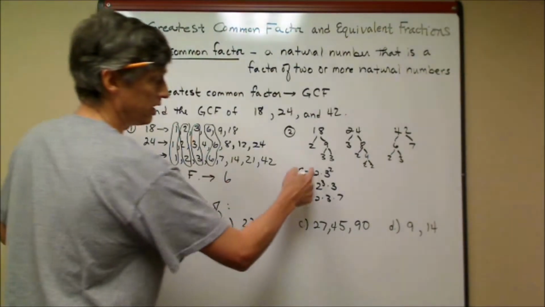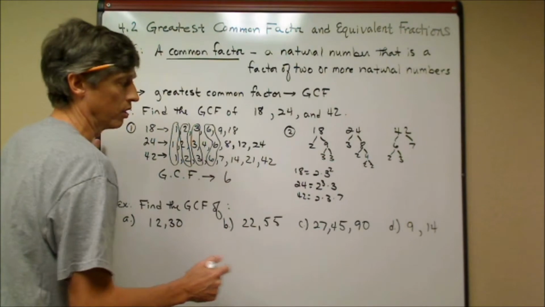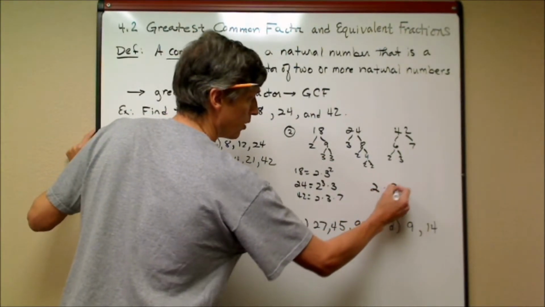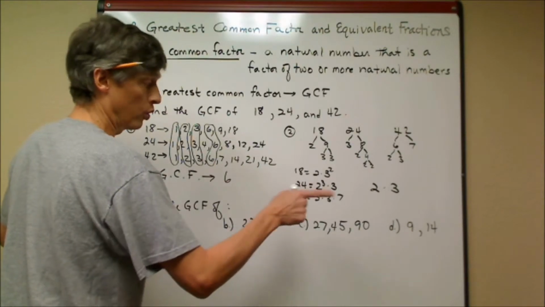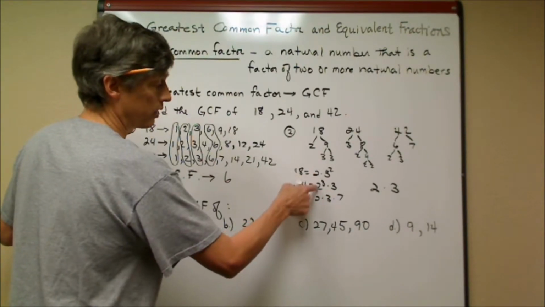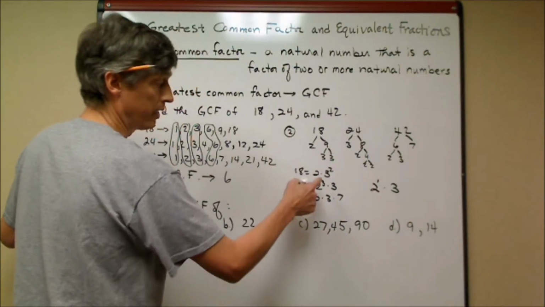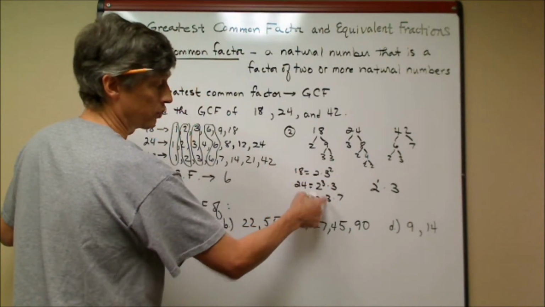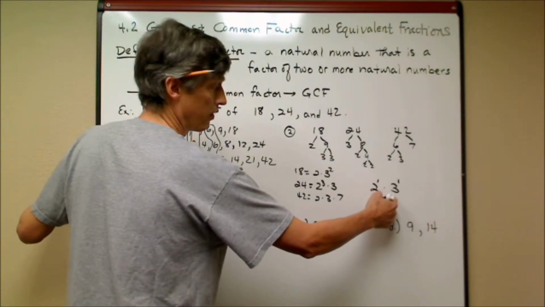Now I look and I see that they have 2's in common and they have 3's in common. This one's got a 7, but the others don't. So 2 and 3 are the only ones that I'm worried about. So I look at the 2's to see how many they have in common. Not total, but in common. This one has 1, this one has 3, this one has 1. They all have at least 1. For the 3's, this one has 2, this one has 1, this one has 1. They all have at least 1. Of course, 2 to the first is 2, and 3 to the first is 3.